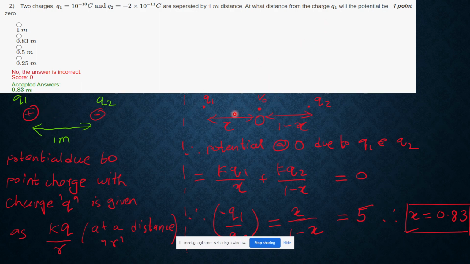The potential due to the charge q1 at point v0 will be kq1 by x, and since both the charges are separated by 1 meter, the point will be separated from charge 2 by 1 minus x distance. So I'm just setting up a very simple equation: kq1 by x plus kq2 by (1 minus x) equals 0. The k will cancel, and from this you will get the x upon 1 minus x term, and from there you can easily find x, which comes out to be 0.83.